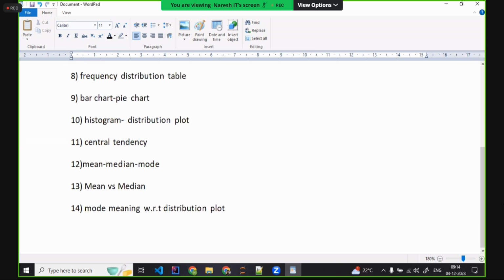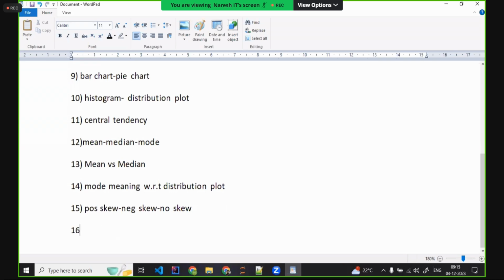And then we'll learn about the types of skew, right? Skew data, which is positive skew, negative skew, and no skew. Very good. And what do we learn after skew? Based on the skew only, you learn about the outlier. What is the meaning of outlier?